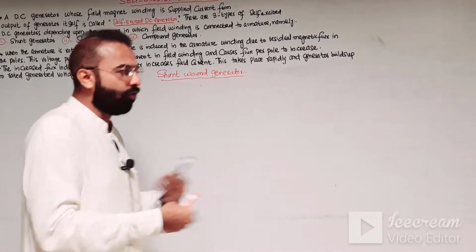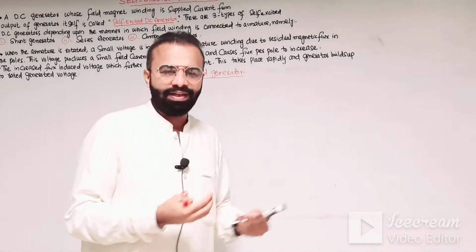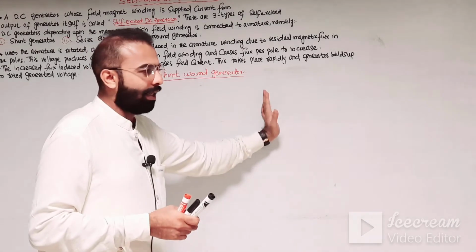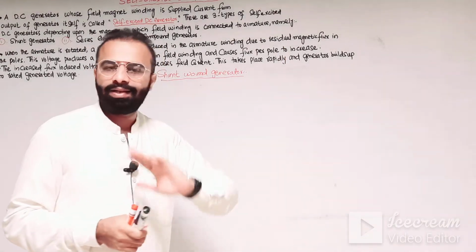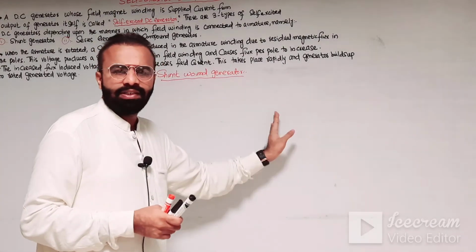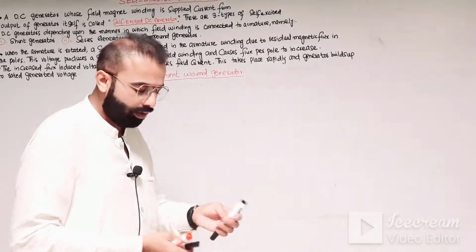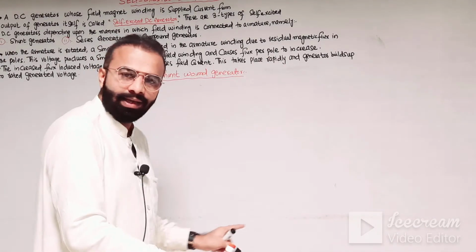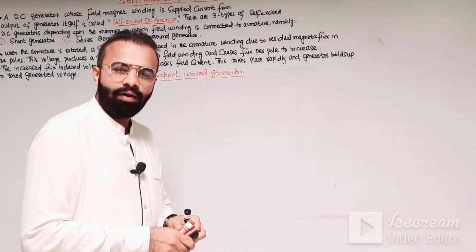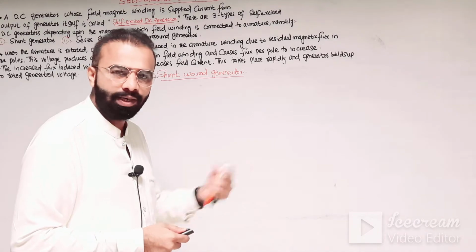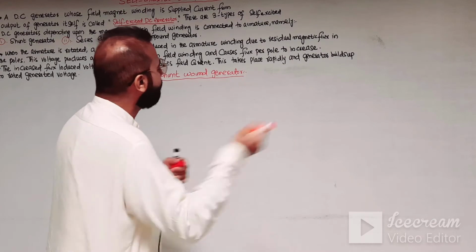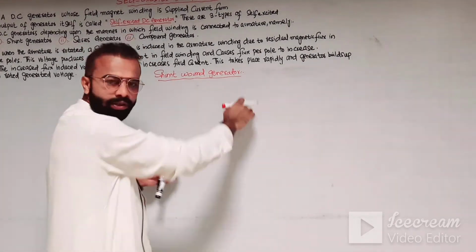The shunt wound generator is the type of self-excited DC generator in which the field winding is connected in parallel across the armature winding, so that the terminal voltage of the generator is applied across it. First of all we need to draw the circuit diagram of the DC shunt wound generator, and then I will write a few points regarding the circuit diagram.